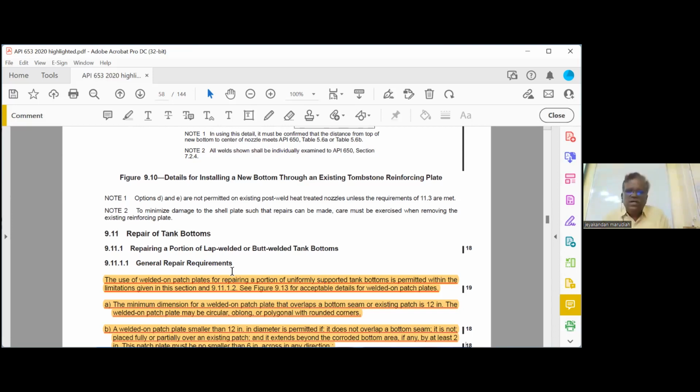Okay. Now, what will we use for repair? Patch plate. What are the important things about the patch plate? What should be the patch plate minimum size?